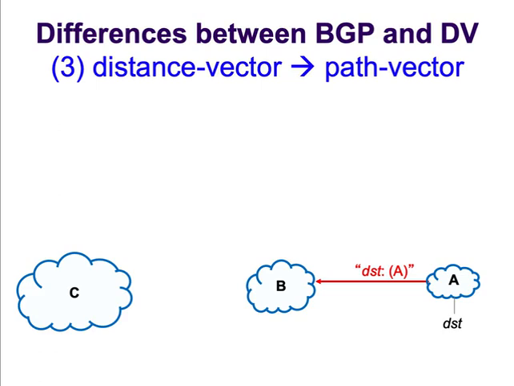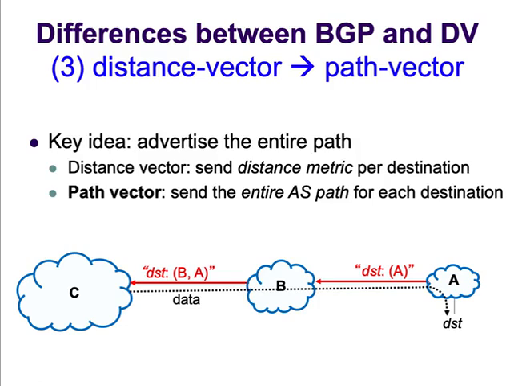So for example, when A advertises to B, it says I can reach this destination via the path A, because you're the only AS. When B forwards that on to C, it says I can reach the destination along the path BA. Sorry, my slides here are all messed up. The key idea, let me recap it. The key idea is you advertise the entire path. In distance vector routing, we sent the distance metric per destination. In path vector, we're going to send the entire AS path associated with the destination.